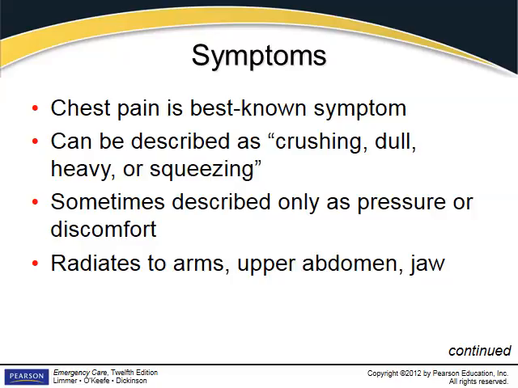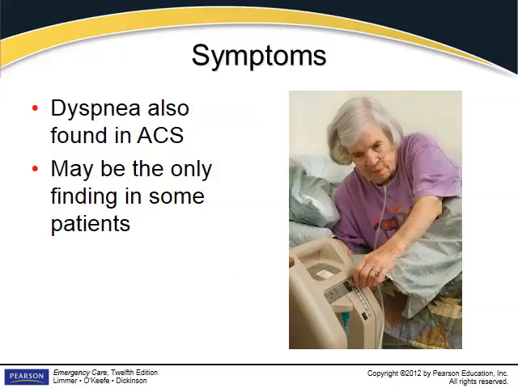So, symptoms of cardiac problems. Chest pain is obviously the best known symptom. It can be described as dull, crushing, heavy, or squeezing. Sometimes it can just be described as a pressure, and it often radiates to the arms, upper abdomen, and jaw. Dyspnea, also found in ACS, may be the only finding in some patients. So you think about the patients with non-typical cardiac symptoms, especially diabetic females. They may not even have any chest pain.